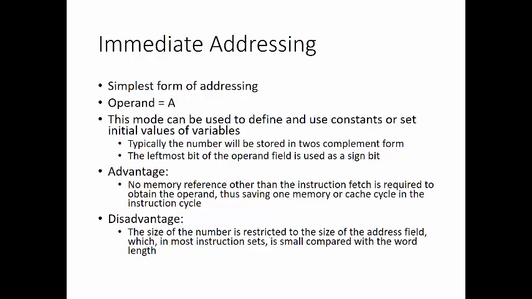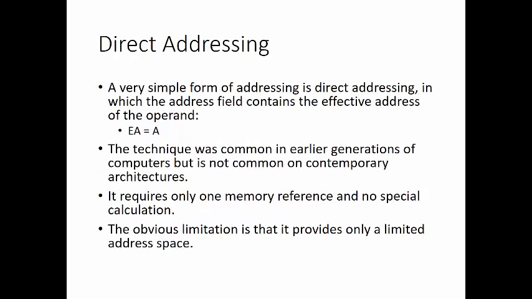The disadvantage is the size of the number is restricted to the size of the address field in the instructions, which in most instruction sets is pretty small compared with the word length. The next form is direct addressing. And this is a very simple form of addressing in which the address field contains the effective address of the operand. So this technique was common in earlier generations of computers, but it's not common on contemporary architectures. It requires only one memory reference and no special calculations. The obvious limitation is that it only provides a limited address space.